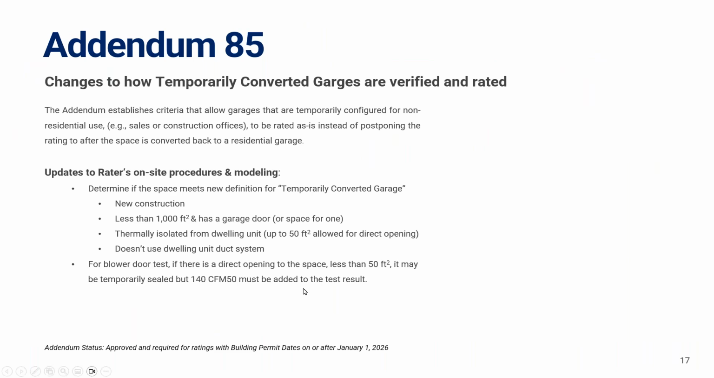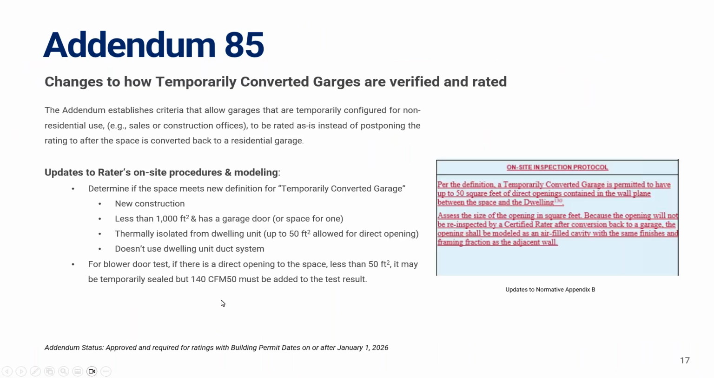And then in terms of blower door tests, there was confusion about how you would even rate a home that has a sales center in it. Do you include the garage sales center? Do you exclude it? This addendum makes it very clear that when you do the blower door test, you can temporarily seal that direct opening to this sales center converted space, but you are going to take a penalty of 140 CFM50 and tack that on to your blower door result.